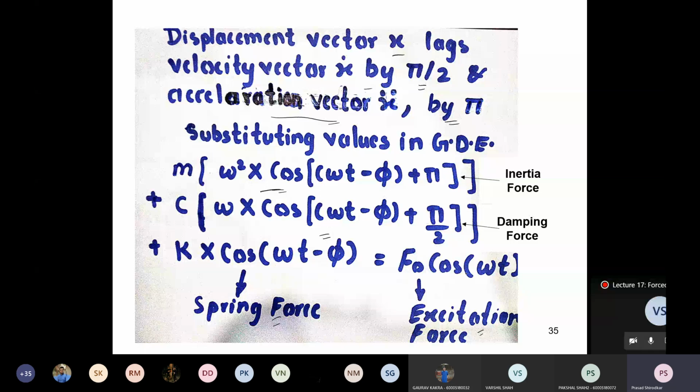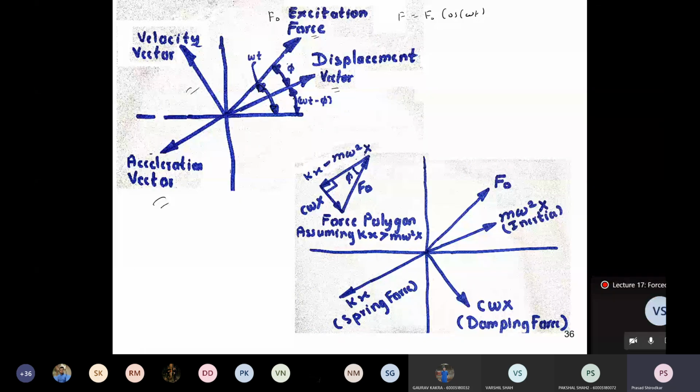The equation is F is equal to F0 cos omega t. The F0 excitation force is at an angular displacement of omega t with respect to the horizontal axis. The displacement vector has a phase and has an angular position of omega t minus phi. So the difference between these is phi. That is the lag.